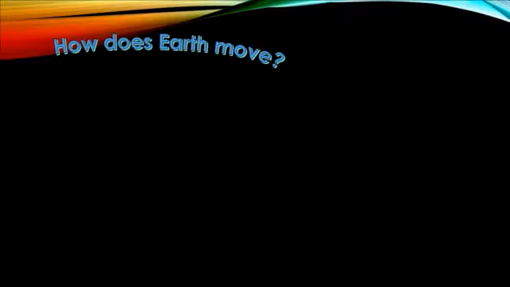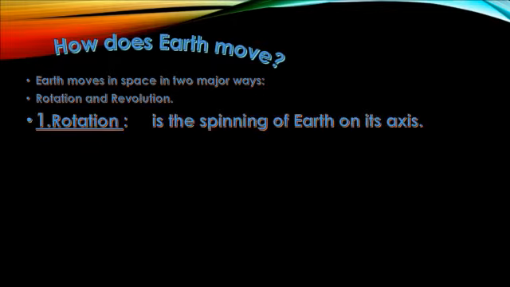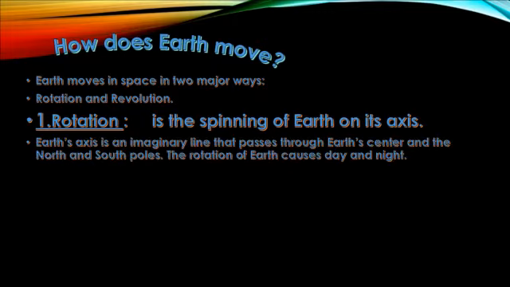How does Earth move? Earth moves in space in two major ways. Which are the two major ways? The first one is rotation and the second one is revolution. Let's go through rotation. Rotation is the spinning of Earth on its axis. What do you mean by Earth's axis? Earth's axis is an imaginary line that passes through Earth's center and the north and south poles.